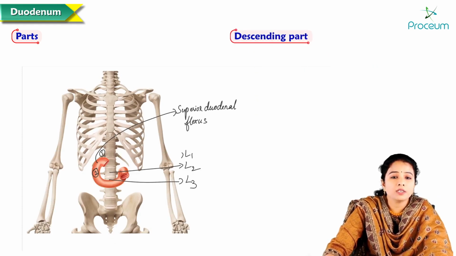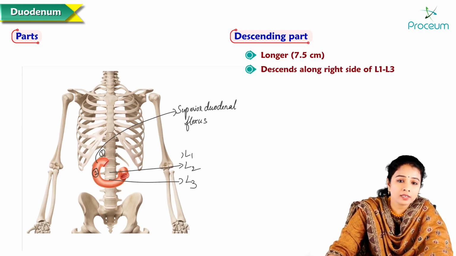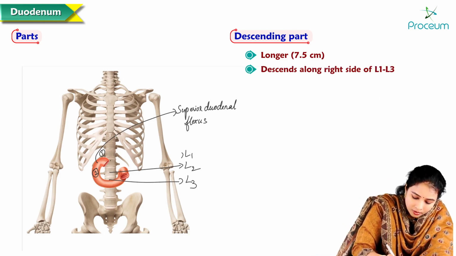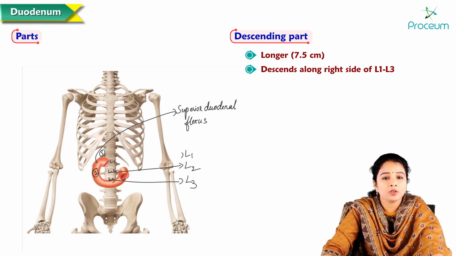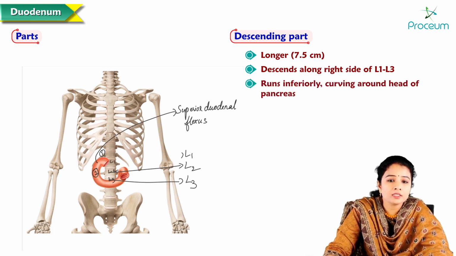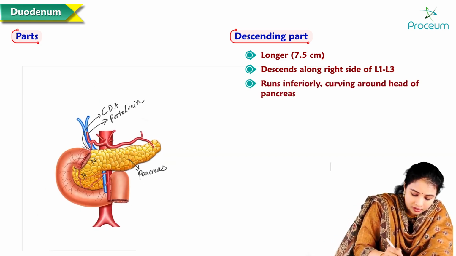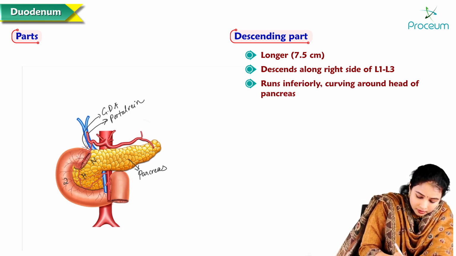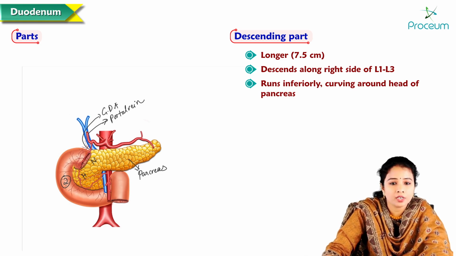The second part is the descending part. It is around 7.5 centimeters long and descends along the right side of L1 to L3. So L1, L2 and L3. It runs inferiorly, curving around the head of the pancreas. We can see the second part, the descending part, winding round the head of the pancreas.